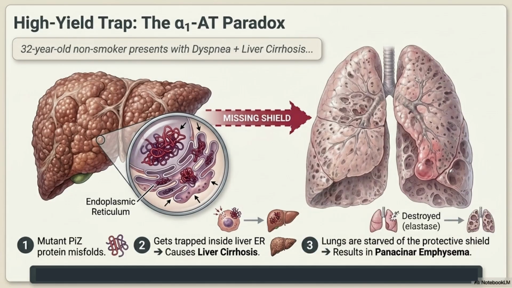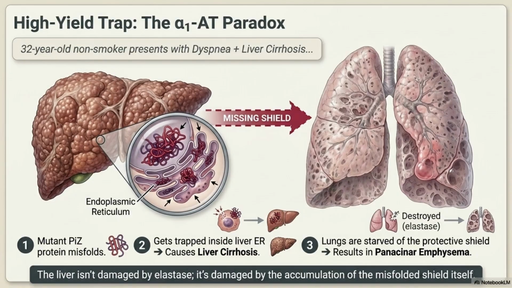Step 3. Because it is trapped in the liver, the lungs are starved of their protective shield, which results in panacinar emphysema. The critical takeaway here is, the liver isn't damaged by elastase, it's damaged by the accumulation of the misfolded shield itself.